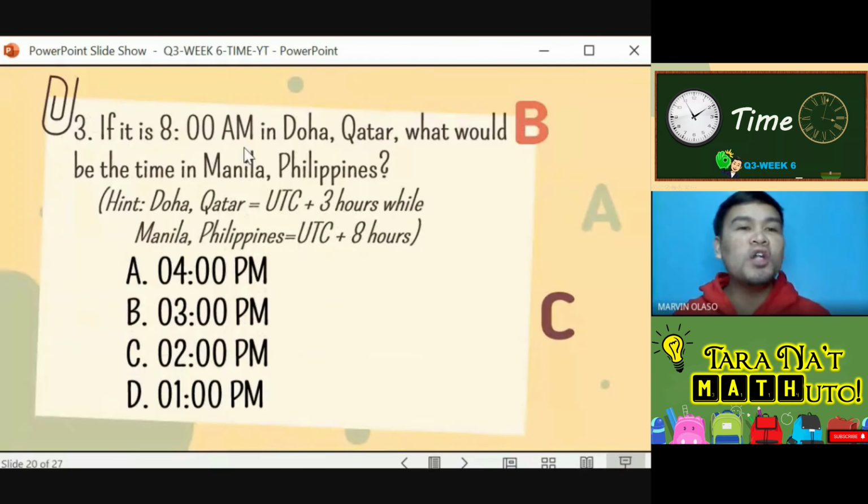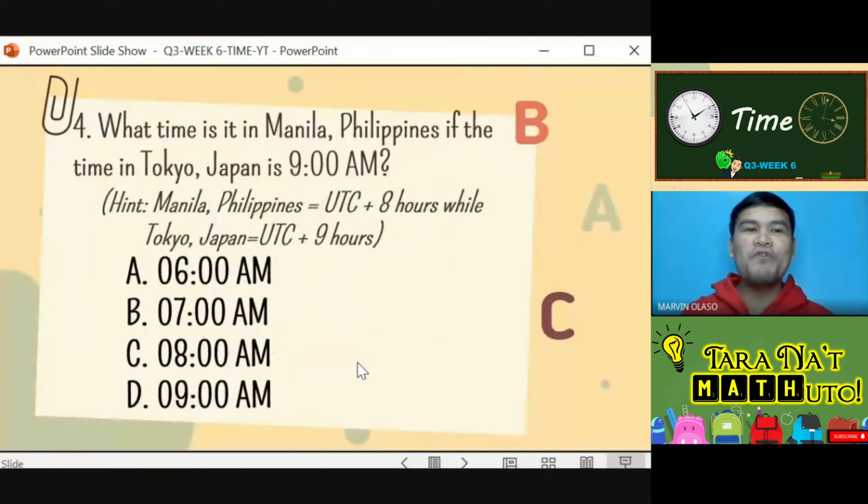Number 3. If it is 8 o'clock a.m. in Doha, Qatar, what would be the time in Manila, Philippines? We have a hint, Doha, Qatar with a UTC positive 3 hours, while Manila, Philippines, of course, our UTC is positive 8 hours. Is it A. 4 o'clock p.m. B. 3 o'clock p.m. C. 2 o'clock p.m. D. 1 o'clock p.m.